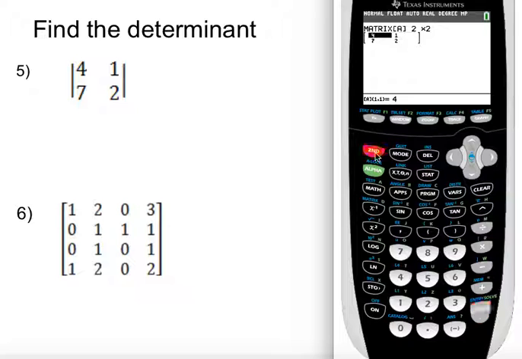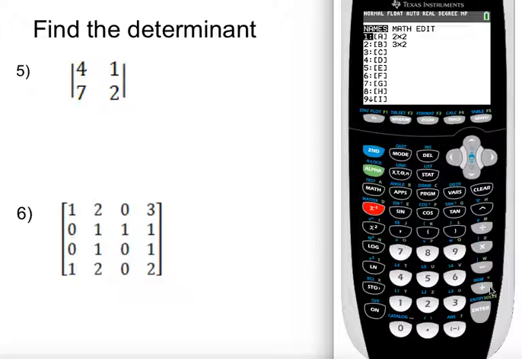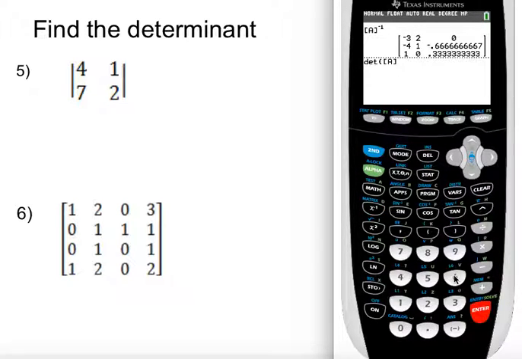Then I can get out of this and go back into my matrices. I want to go over to math this time, and go where it says DET, that's the determinant. Now if I bring that up on my screen, I want to go back in and get the name of matrix A on the screen, and hit enter, and it tells me it's 1.